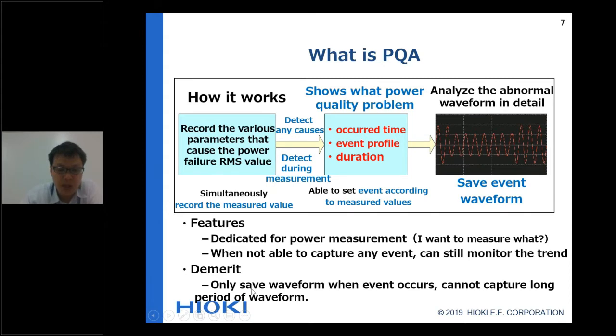However, this PQA doesn't capture, how to say, all-time waveform. So in that case, we also have a recorder. We have so many recorders. In the second half of this presentation, I will also explain about the recorder. So if you are interested in recording all of the waveforms, in that case, we recommend using a recorder.